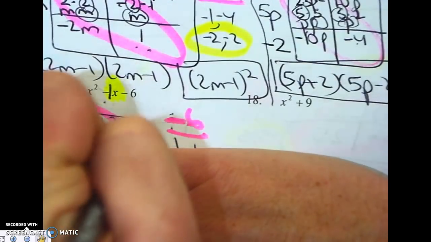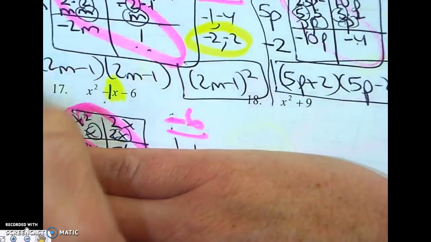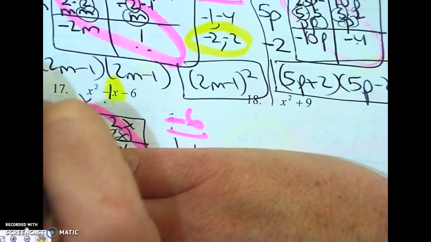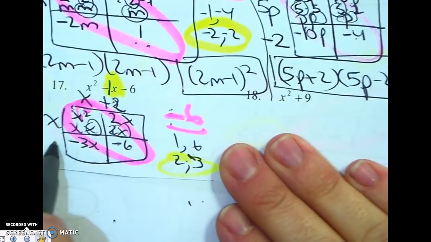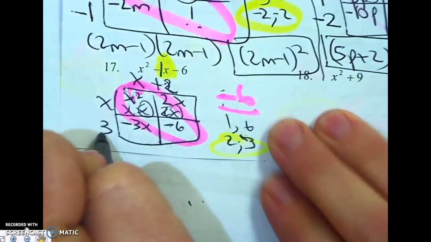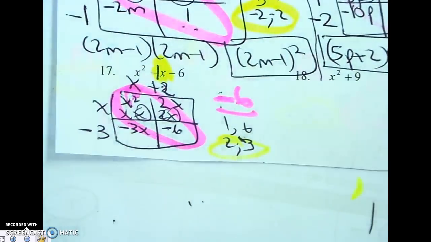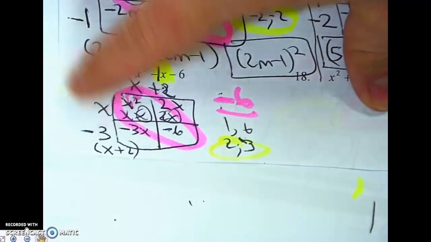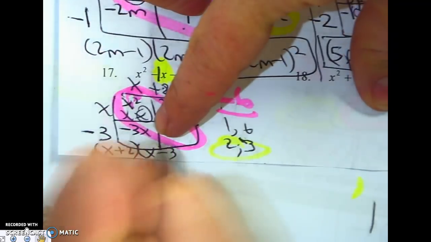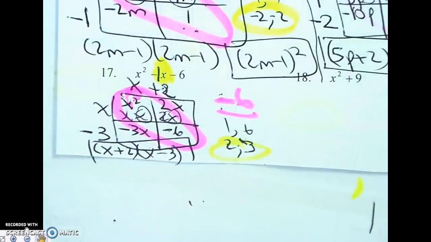X, X, 2x, X, X, whoosh. I bring up an X. I bring up a 2. 2 times what is 6? 2 times 3. But it's negative, so that's negative. Therefore, and sorry I'm kind of out of space here, it is x plus 2, x minus 3, and you're good to go. 2 more and we're done.